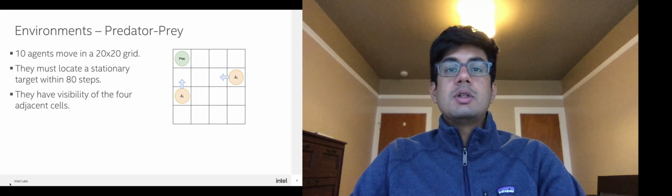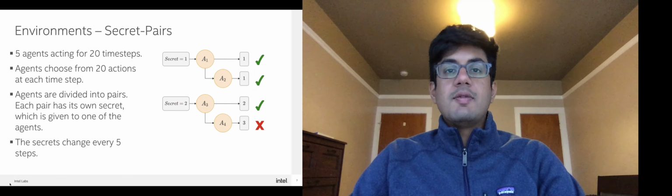The second environment, predator-prey, is a navigation task with partial visibility. In order to succeed, all agents must reach a target location. The third environment is secret pairs. The agents are divided into pairs, and in each pair, only one agent knows the secret. Here we try to learn gating decisions for each receiver.